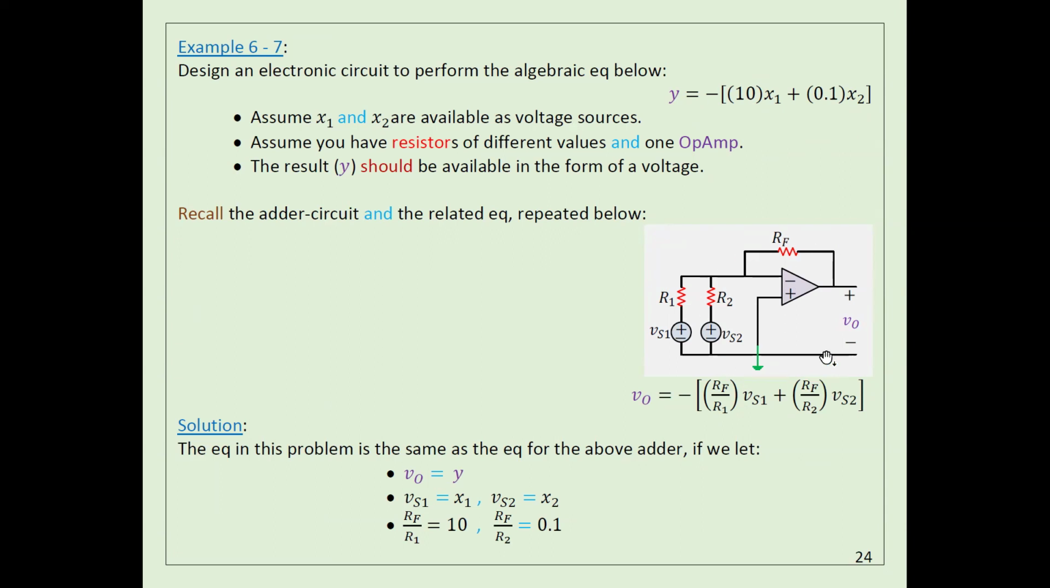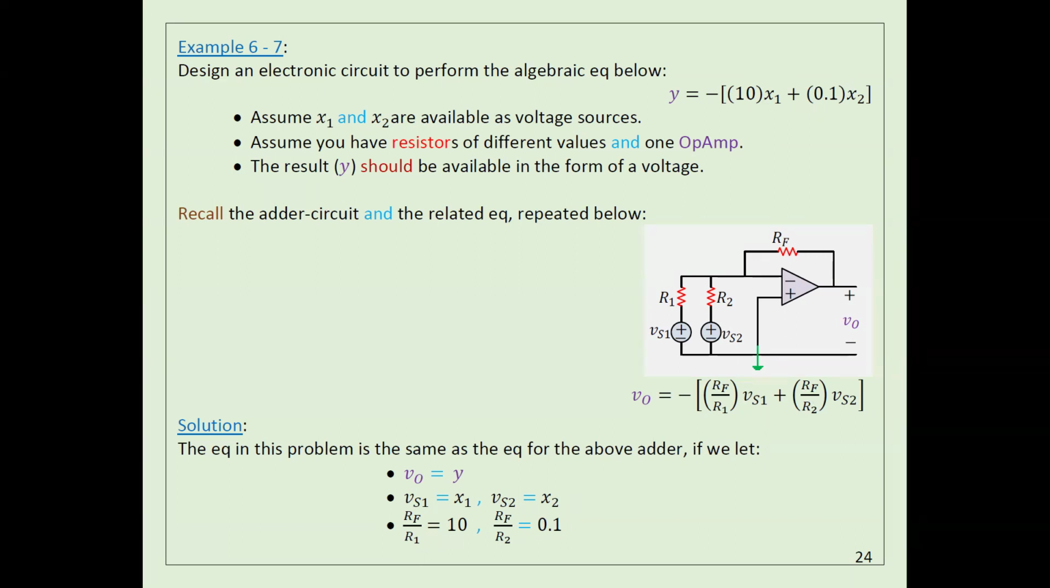So I can use the same circuit I have, but by selecting proper values for these resistors, I can make this one 10, I can make this one 0.1. That means this circuit can give me this relation if RF divided by R1 is 10, the first one here, to become similar to this one, and RF divided by R2 is 0.1. Is that okay? So I can select any values for these resistances so that this ratio is 10 and this ratio is 0.1. Is that okay?